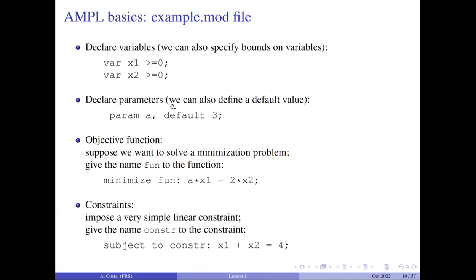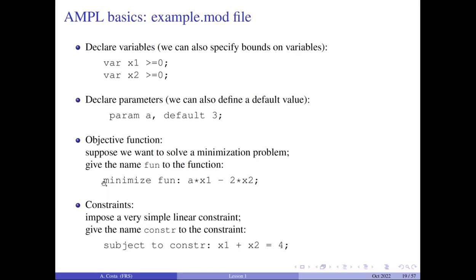The main difference between variable and parameter, and this seems obvious, but when you start with the first models it may be confusing, is that the value of the parameter is known before you solve the problem. The value of the variable is known only after you solve the problem. So if sometimes you are confused between parameter and variable, the easy way to know is: do I know the value before solving the problem? If so, it is a parameter, otherwise it is a variable.